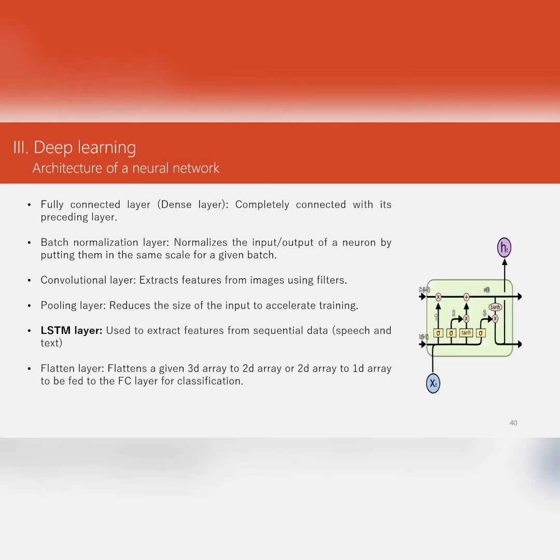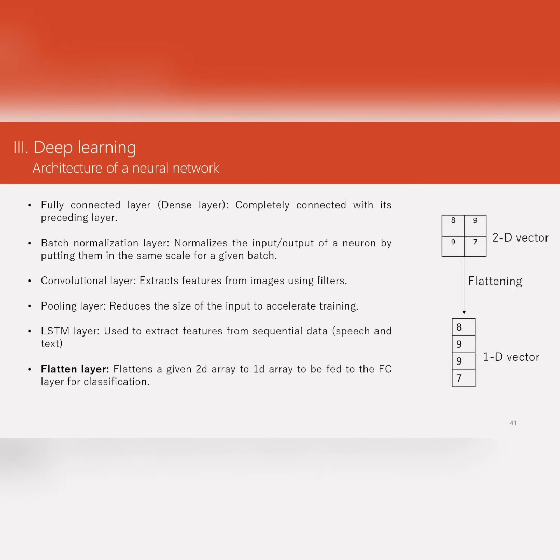And LSTM layers, they are used in LSTM neural networks to extract useful features from sequential data, for example, speech or text. And finally, flatten layers transform 2D arrays to 1D arrays before passing them to the fully connected layers, or the last layers in the neural network that perform the classification task. So these last layers expect a one-dimensional feature vector, so we should flatten our data before passing it to the fully connected layers.